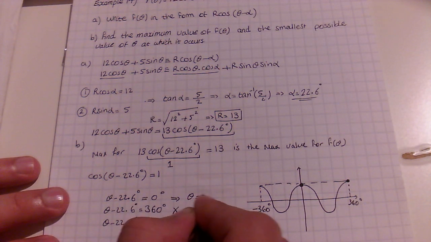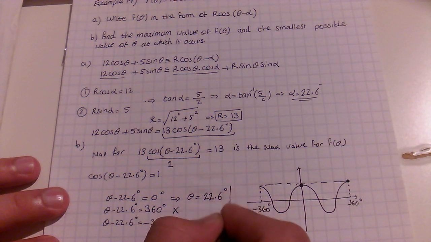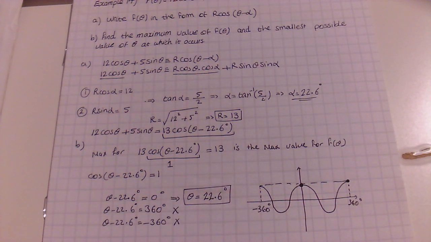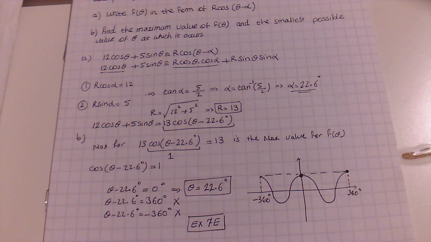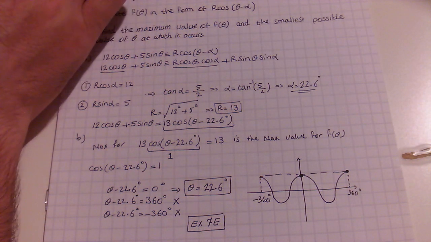Okay, so what would happen? We know that the maximum value for cos is 1. So therefore the maximum value would be 13 times 1, because cos is always between 1 and minus 1. The smallest value is minus 1, the biggest value is 1. Therefore, 13 times 1, which is 13, is the maximum value for f theta.